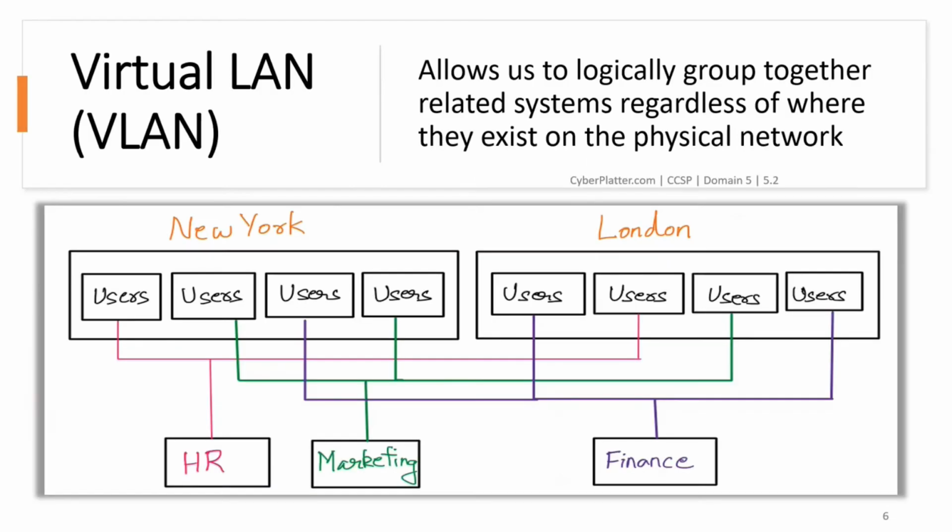The next topic is virtual LAN, that is VLAN. It is a network concept. VLANs allow us to logically group together related systems regardless of where they exist on the physical network. If you look at the picture here, though the buildings are in different locations, users in the HR department all share a network that's separate from users in the marketing department and those in the IT department. We can use VLANs to connect people who are on different parts of the network to each other and also separate them from other users who might be physically close to them.